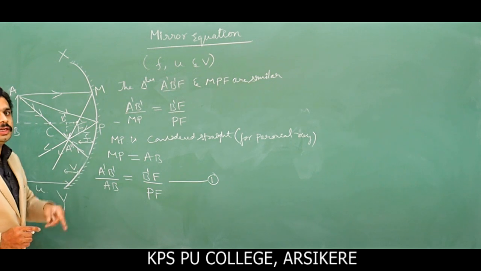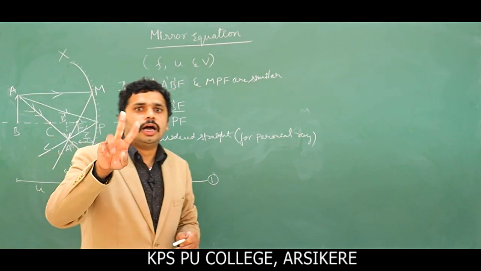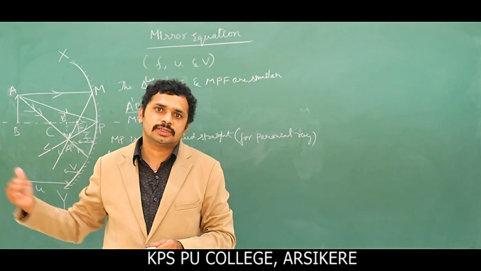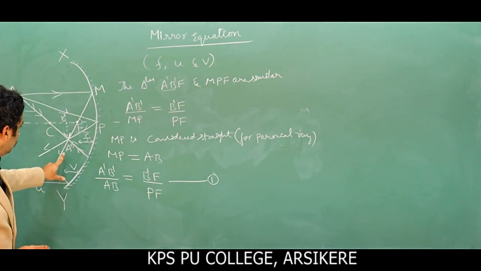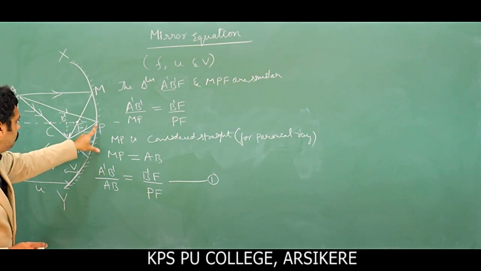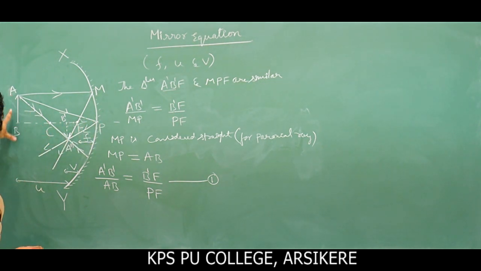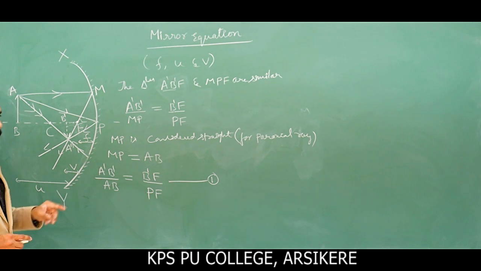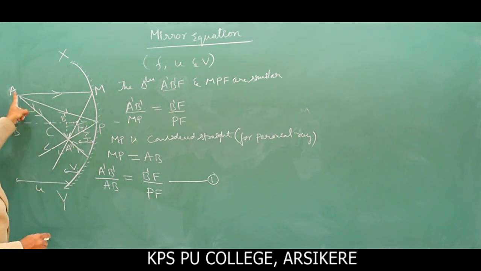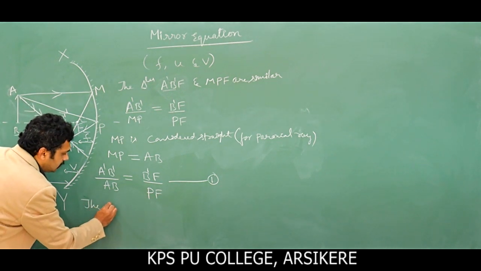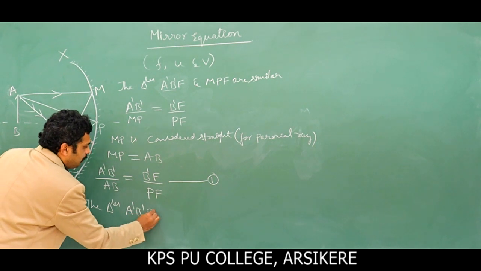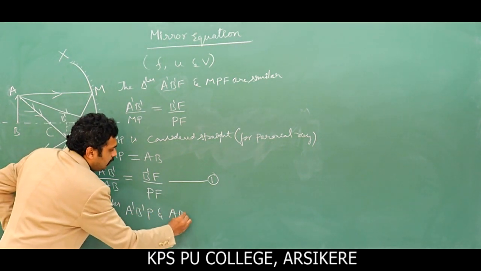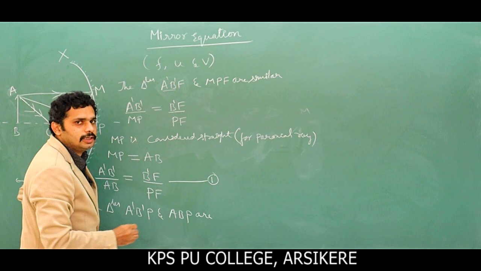Now similarly I am taking the other two similar triangles. The other two similar triangles are A dash, B dash, P and ABP. A dash, B dash, P and ABP are similar triangles.